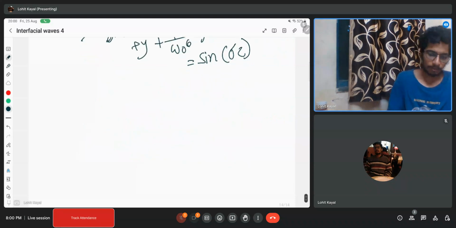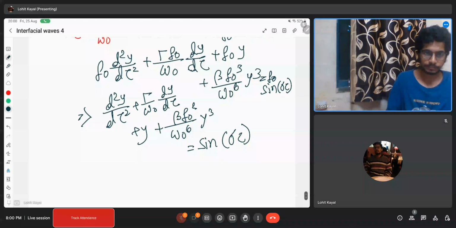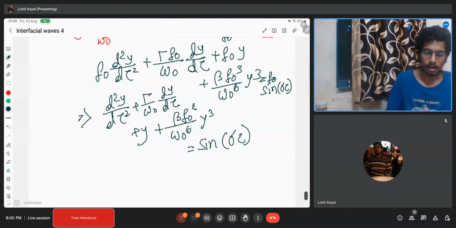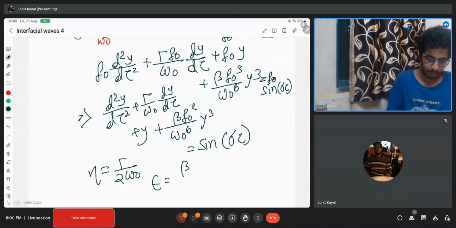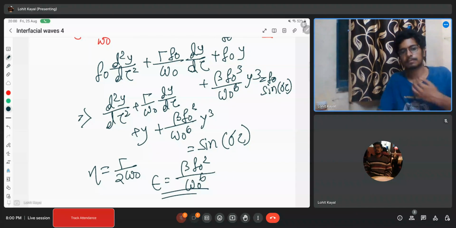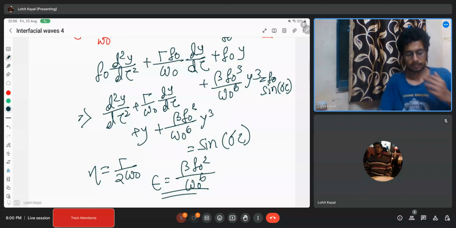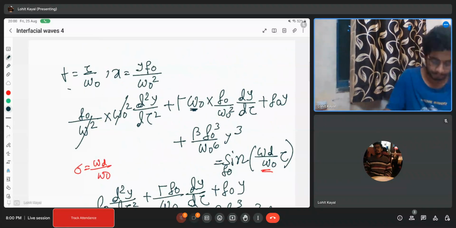Now if you compare with this expression, you will find that eta equal to gamma by 2 omega naught and epsilon equal to beta f naught square by omega naught to the power 6. So it is very straightforward. You just write down the expression and just substitute it.